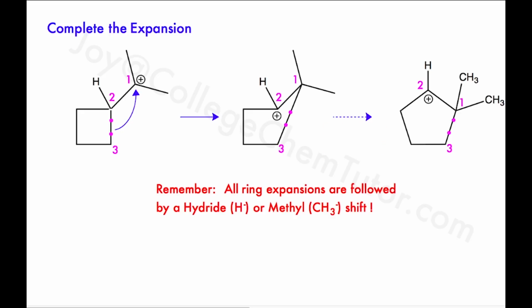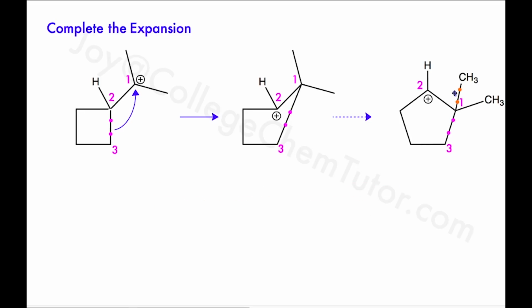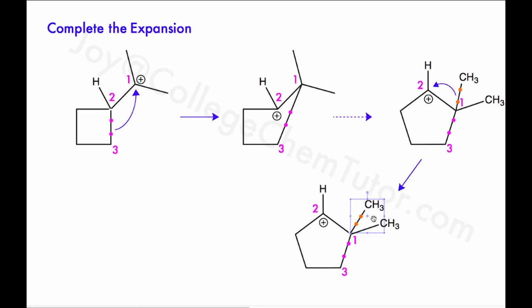Now, this next part is extremely important because all ring expansions are followed by a hydride shift or a methyl shift. In this example, we have a methyl shift, and I've drawn the mechanism arrow in blue. The reason why we have a methyl shift is because we have a secondary carbocation that is adjacent to a quaternary carbon. I've highlighted the 2 electrons in orange for the methyl bond to show the group's transition from carbon 1 to the carbocation at carbon 2.